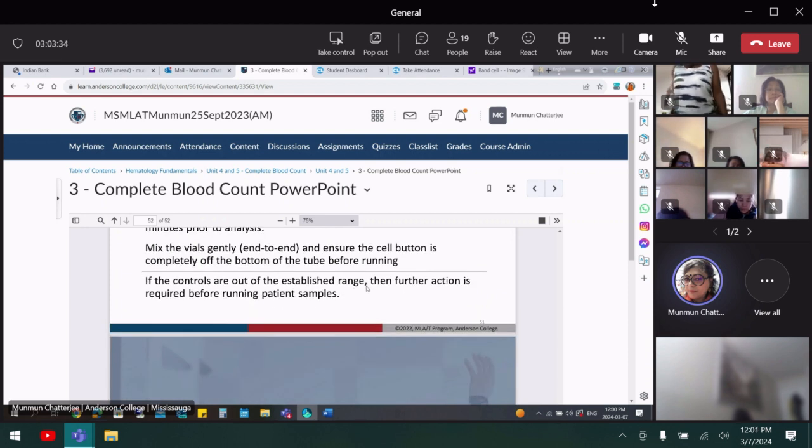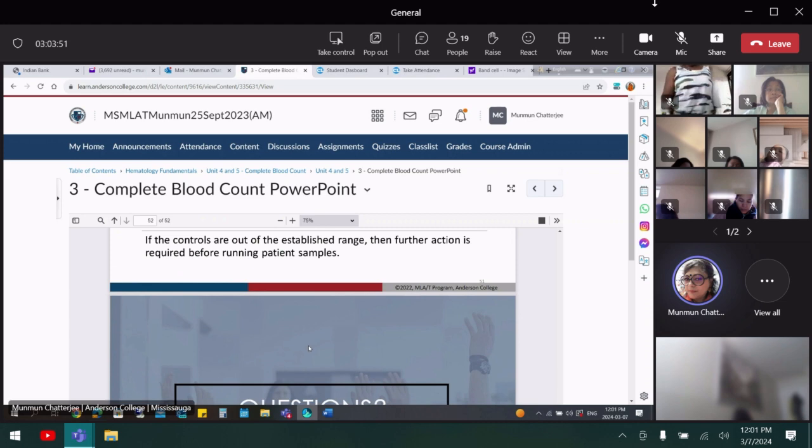If results are out of the established range, then further action is required before running. If the controls are giving a problem and you are not getting the expected values, you have to check the expiry date of the controls, or whether the control has been damaged somehow, and you have to use a new control. You have to talk to your supervisor.